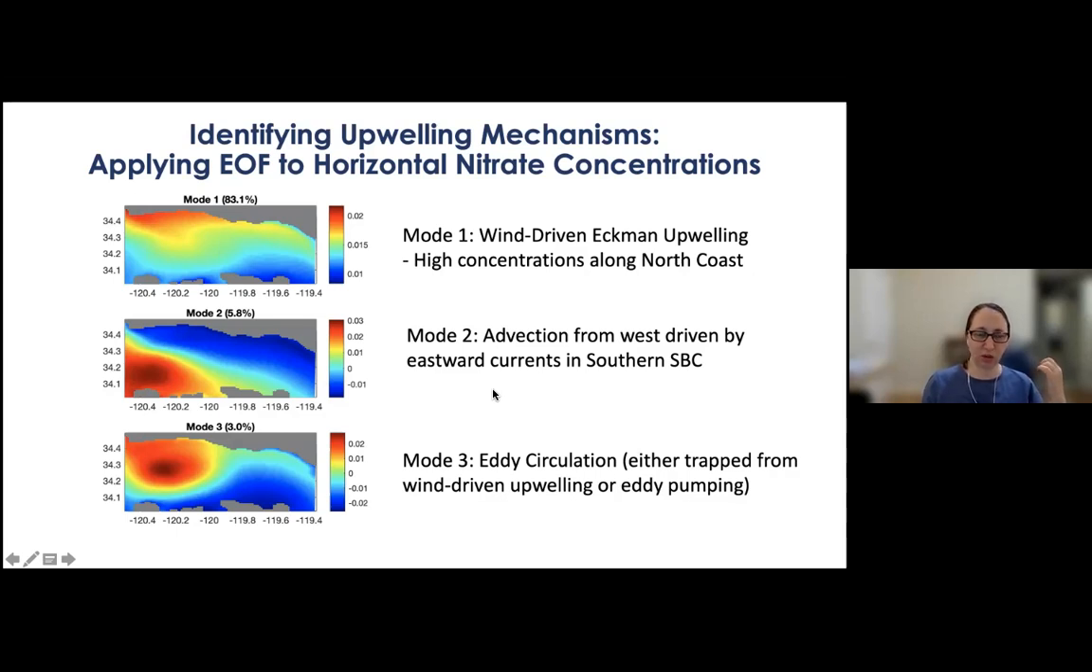The second mode, which was 5.8%, is basically advection into the channel from the west, advecting eastward along the southern California side of the Santa Barbara Channel. And then the smallest mode, mode 3, which is 3%, focuses on the pattern made by the eddy circulation. This could be either the eddy trapping upwelled water that has come in, been upwelled another way, or a method called eddy pumping, where the eddy itself winds up and uplifts isopycnals, bringing nutrient-rich water to the surface.